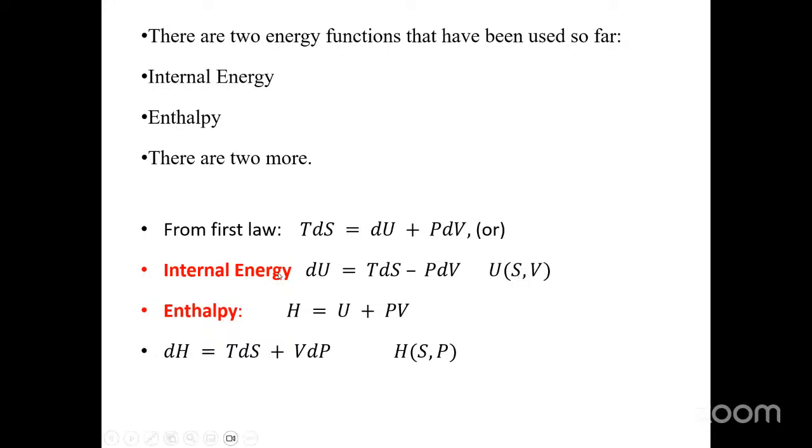dU is equal to internal energy. P, V, temperature, volume. And here what S is, we'll discuss later in the equation. Enthalpy H is equal to U plus PV. We will write dH is equal to TdS plus VdP. Here H is a function of S and P. Internal energy U is a function of S and V.